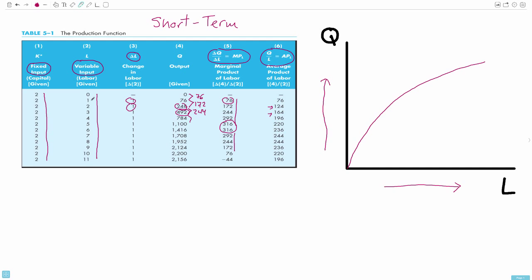So I meant to circle this 1, 2, 3 units. You have to divide total output, this column, by this column, which is labor, to get this one.